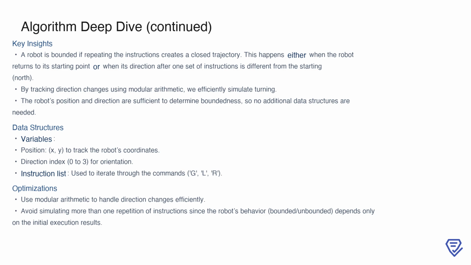By leveraging modular arithmetic, we can efficiently handle direction changes without the need for extra data structures. The robot's position, represented by x, y, and its direction index are sufficient to determine whether it is bounded. The instructions themselves are stored in a simple list, which we loop through only once. To optimize our solution, we avoid simulating more than one repetition of the instructions, as the outcome of boundedness is entirely determined by the robot's position and orientation after the initial execution.